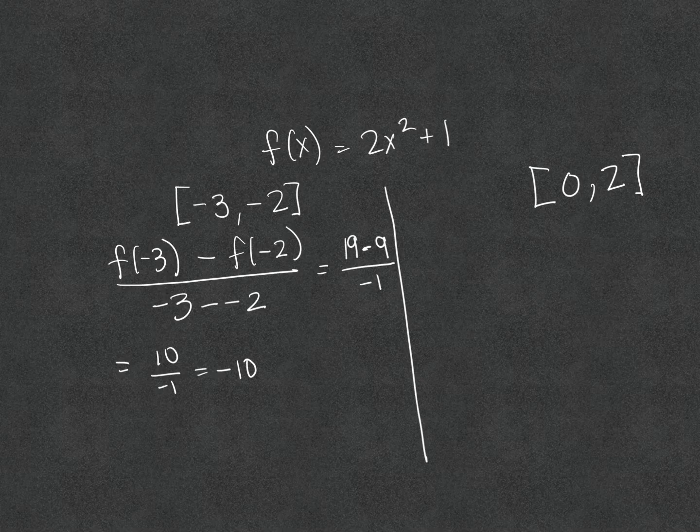What's the f of x equals 2x squared plus 1? How'd you get the 19 minus 9 on that? Yeah.